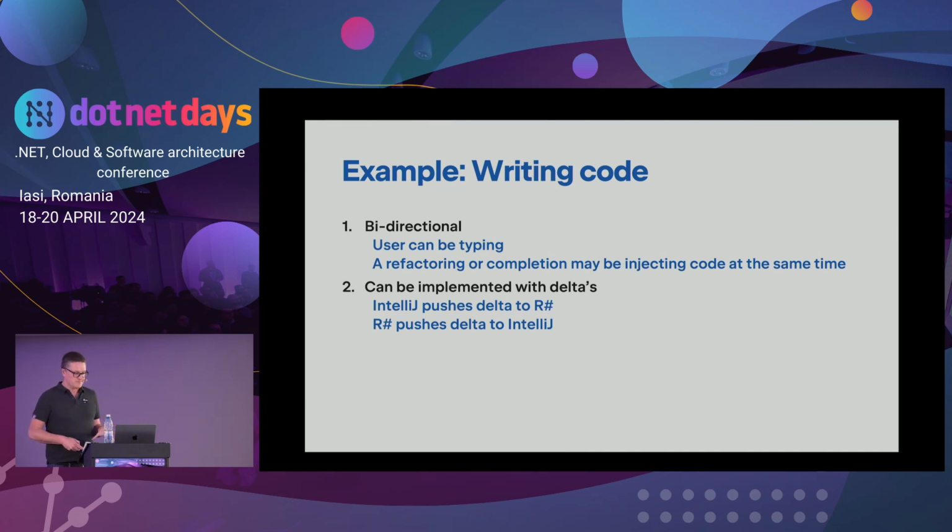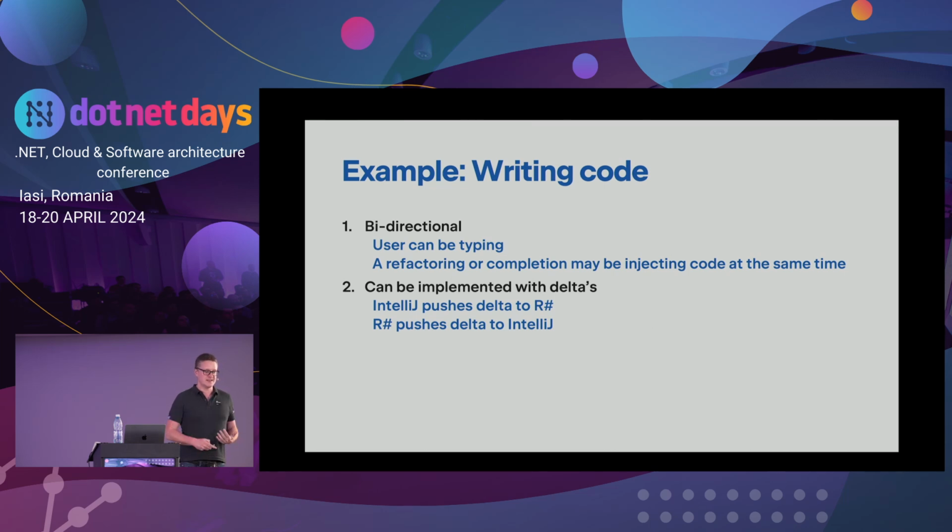Writing code, that was actually the most difficult one to think about, because it is bidirectional. The user can be typing code, but at the same time, you might have triggered, let's say, again, a rename refactoring, and that rename refactoring can take 2 seconds on a really big solution, but maybe you are still typing at the same moment, so the text input can actually come from multiple locations at the same time.